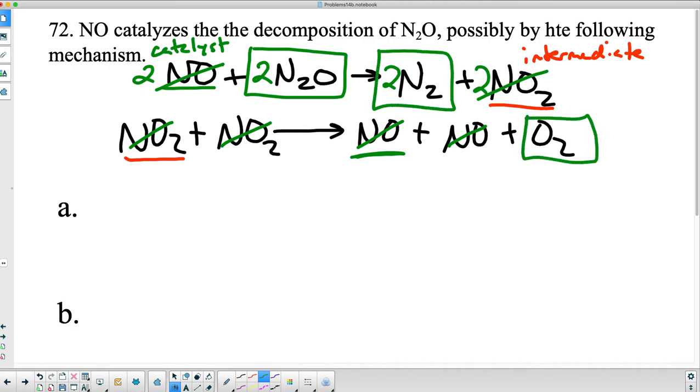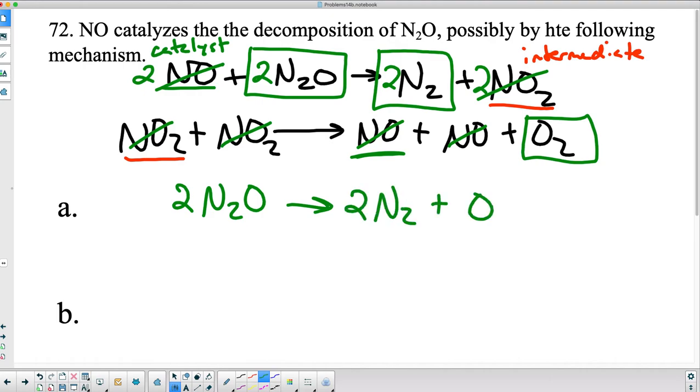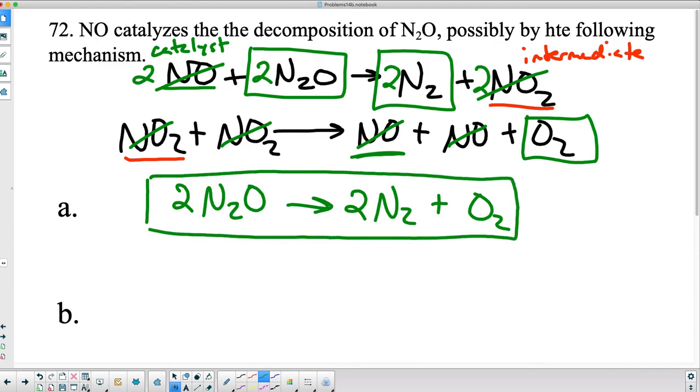So I got 2N2O form 2N2 plus O2. And that should all be balanced. Then it is. I get 2 times 2 is 4, and 2 times 2 is 4 for the N's, and 2 times 1 is 2 for the O's, and then 2 over there for the O's. So that's already balanced. So there is my equation that does not have any intermediates or any catalyst in it. There you go.